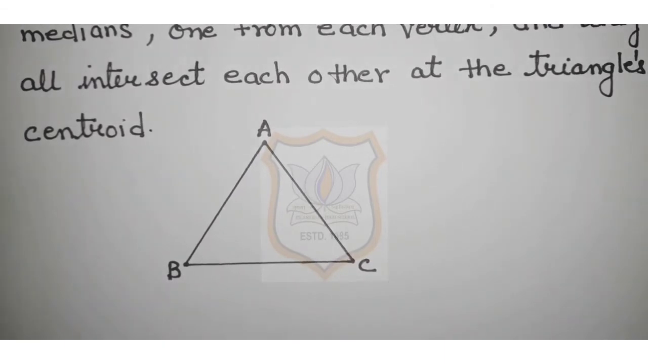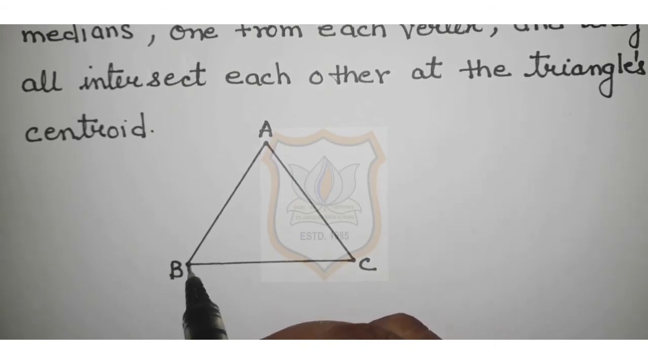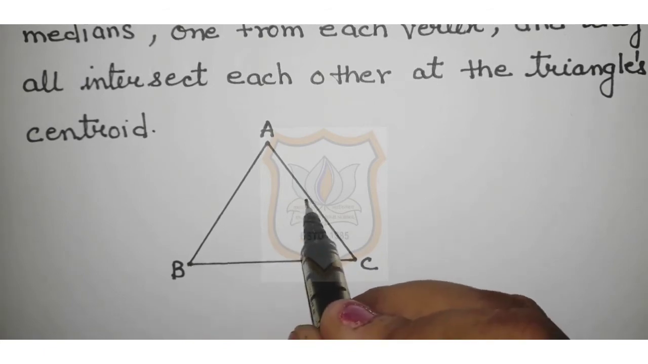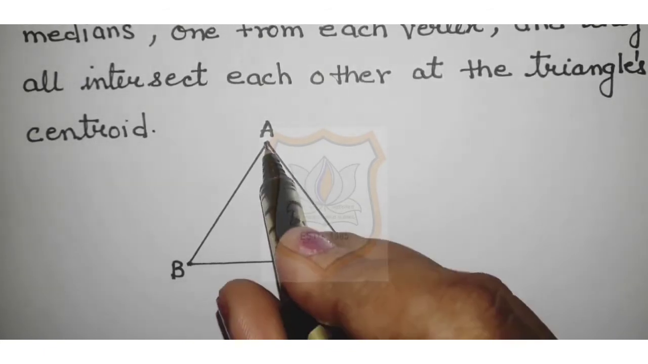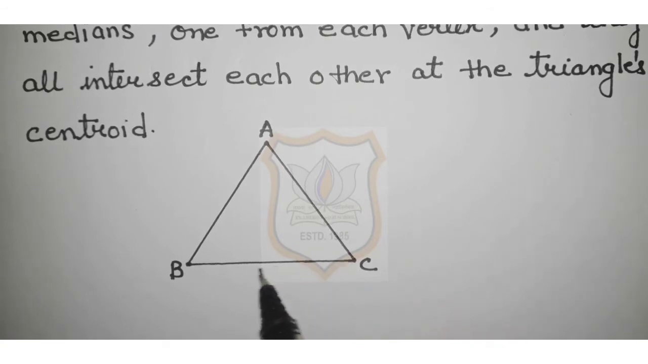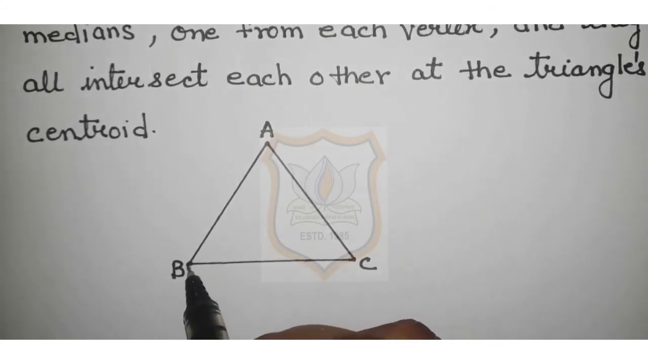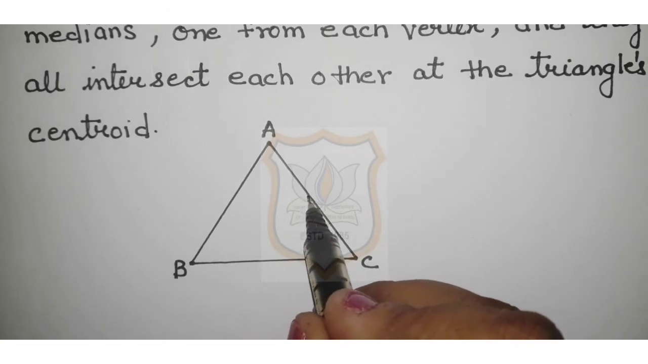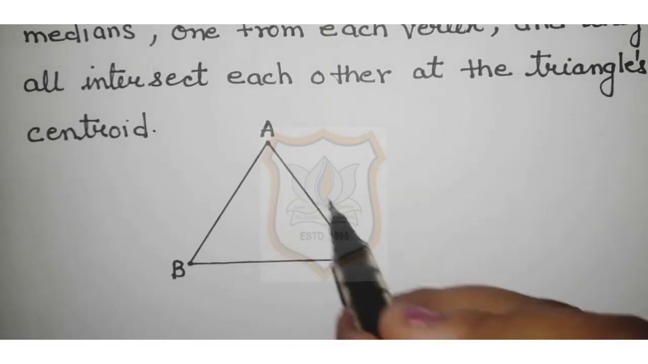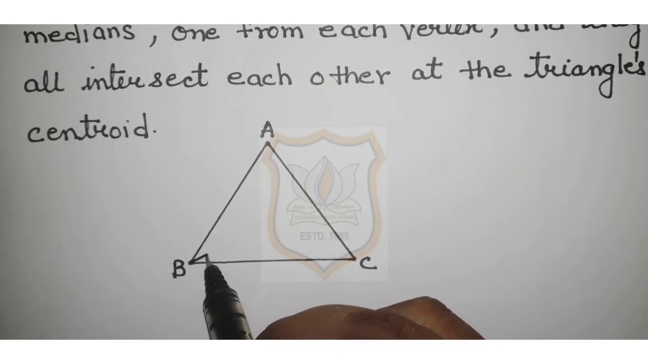Now listen to me carefully. The line which starts from any of these vertices, let's start from vertex B, and goes to the side of the triangle which is opposite to it. The side opposite to B is AC. So the line which starts from the vertex B to the opposite side of that vertex, that is AC, this line.